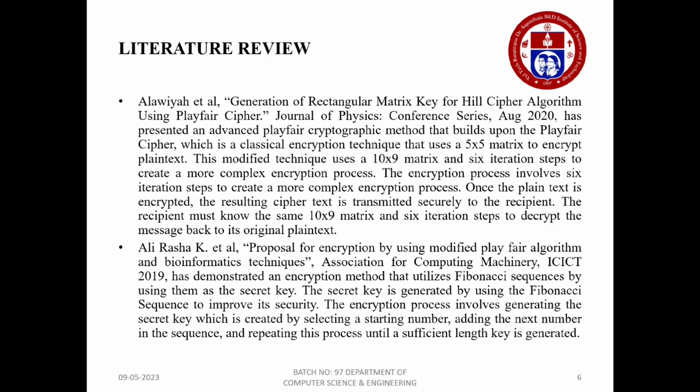In the first case, generation of rectangular matrix key for Playfair cipher algorithm using paper cipher. We have explained that this technique expands the 5x5 matrix into a 10x9 matrix. It has 6 iteration steps to create a more complex encryption process, and once it is encrypted, it can be decrypted using the same 10x9 matrix. It's more complex, but it also ensures security. Similarly, we have 9 more papers which we have reviewed in short.